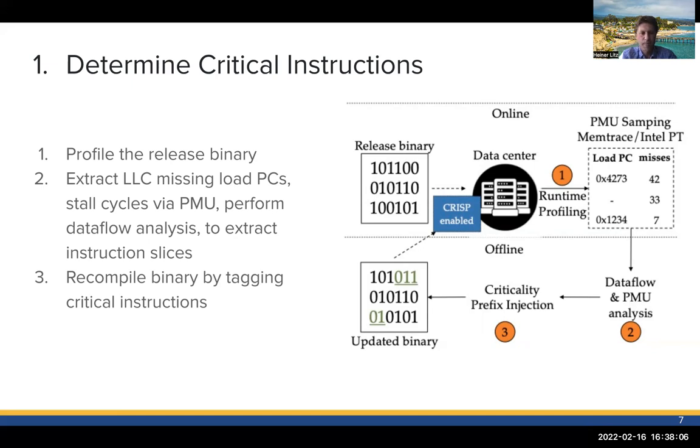We then extract the load slices by capturing entire instruction sequences and then backwards traverse the register operands of these instructions to extract the address generating instructions of a long latency load. And we then prioritize all instructions in the slice by recompiling our original binary and prepending a so-called priority prefix to each critical instruction.